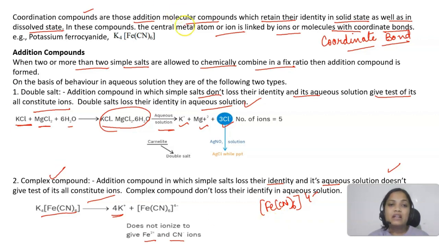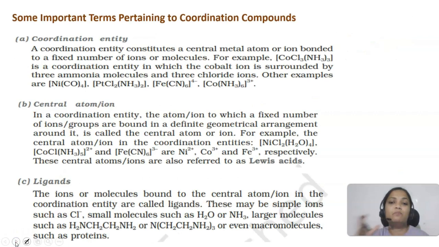So that's what we are saying, that in coordination compounds, the compound is going to retain its identity in solid state as well as in dissolved state also. It is not going to ionize. Okay, now before learning Werner's theory, we will be learning some important terms pertaining to coordination compounds. So the first term is coordination entity.